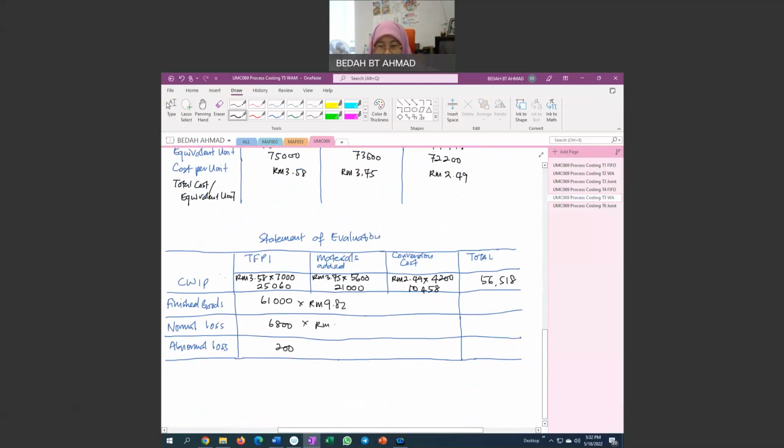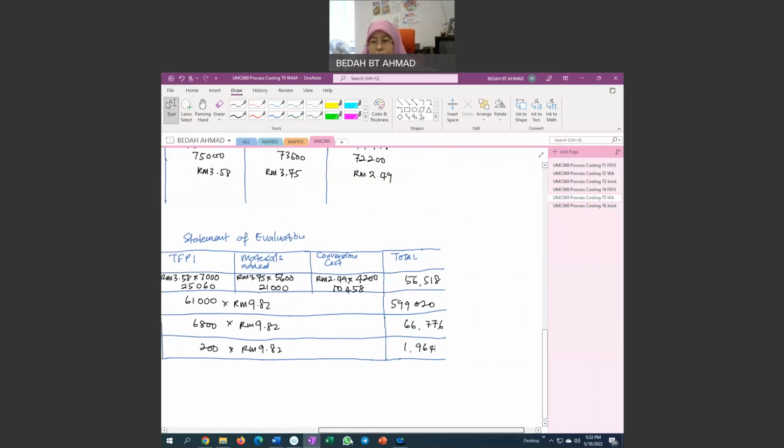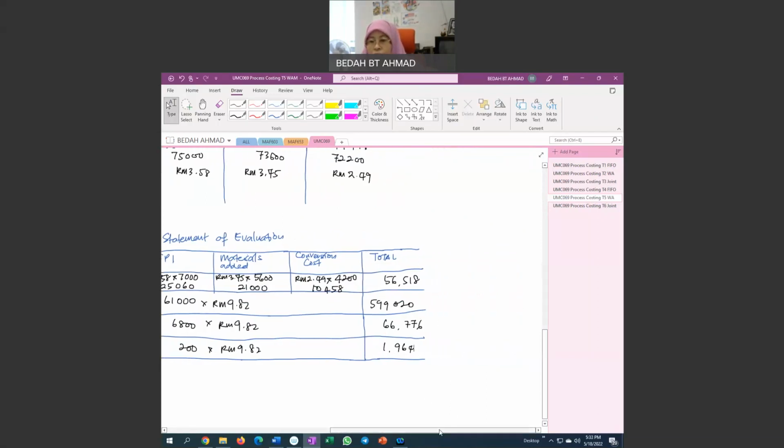Okay, the total cost per unit. Then it gives you here for the finished good 599,020. Here is 66,776. Here is 1964. Okay, then transfer to the finished goods. How much is being transferred to the finished goods?